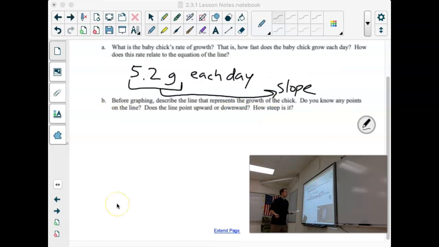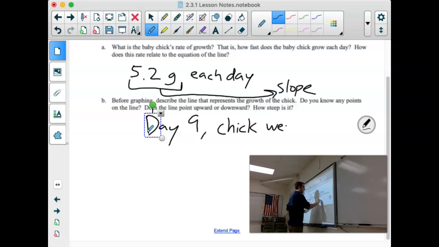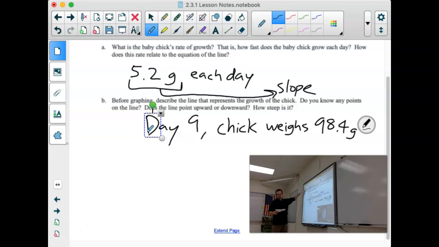So now, looking at that direction again, at day 9 our chick weighs 98.4 grams. So let's try to figure out how that's going to fit onto a graph by looking at part C on the very next page.